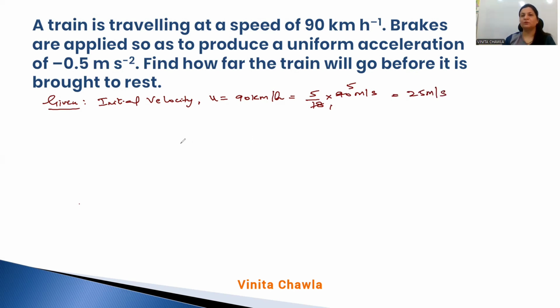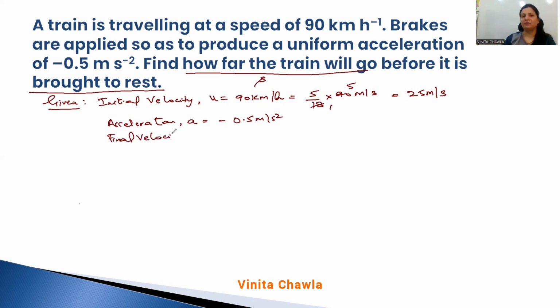Brakes are applied so as to produce uniform acceleration. The acceleration is given. It is negative. Why is acceleration negative? Because we have applied the brakes and velocity will decrease. How far the train will go? How far the train will go means we have to find the displacement before it is brought to rest. Brought to rest matlab final velocity is 0. Final velocity v is equal to 0.